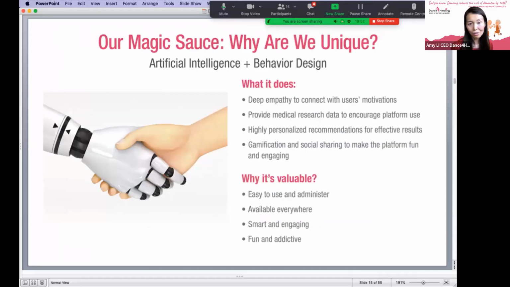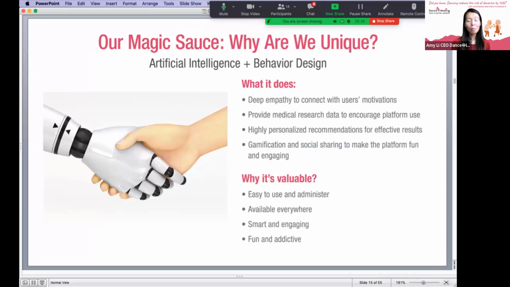So what's our magic sauce? What we're really combining is my background in behavior design, guided by IDEO and Stanford professor BJ Fogg. We bring empathy to connect with users' motivation. We provide medical research data to educate them about the health benefits of creative arts. And we also personalize to their needs.